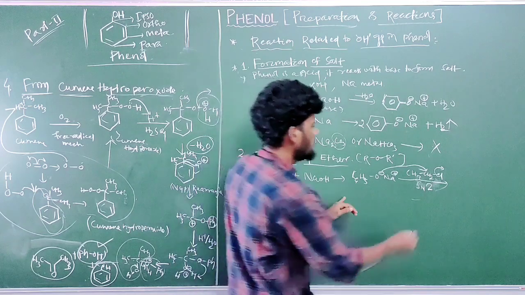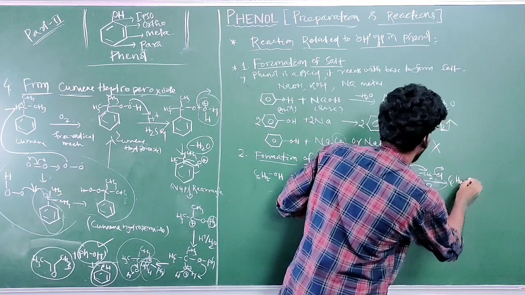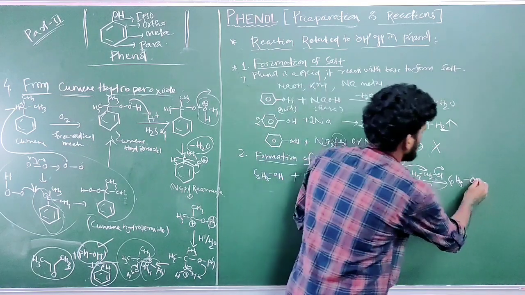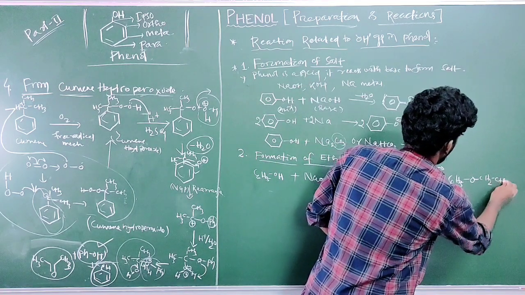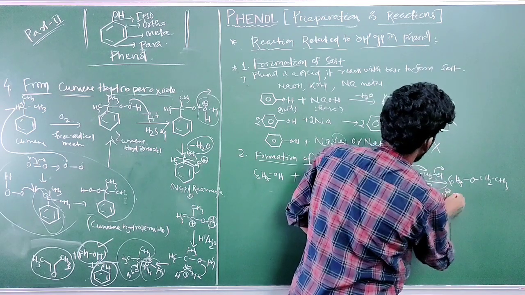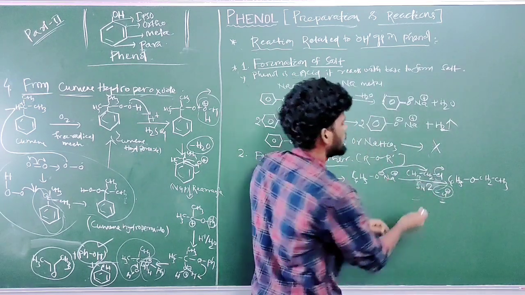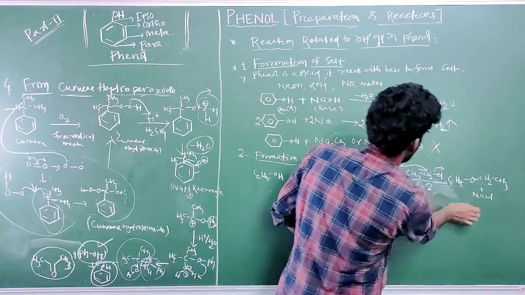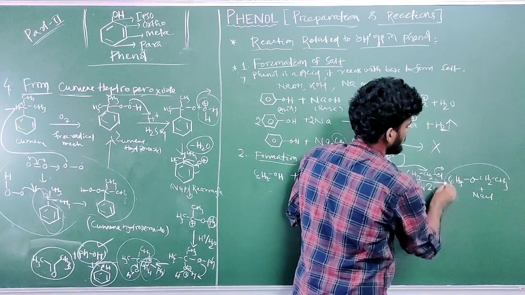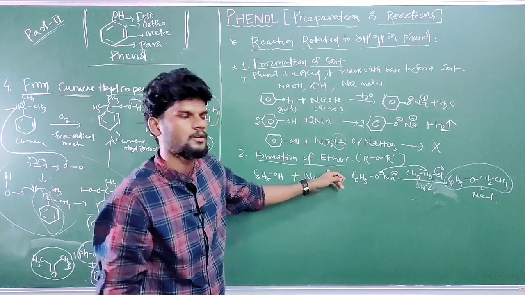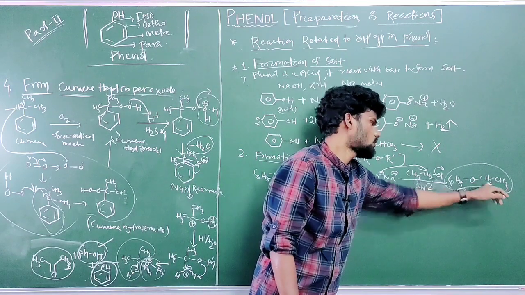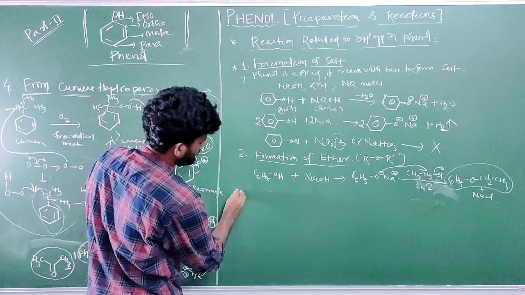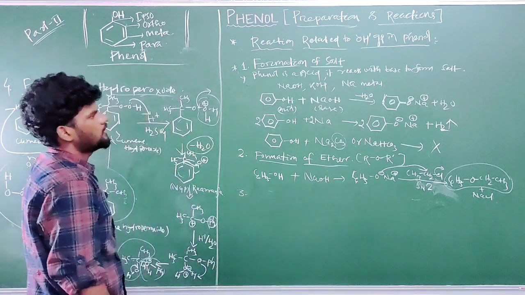So what will it form? It will form C6H5O with the oxygen now attached to CH2CH3, and the chlorine is released as Cl minus. Cl minus and Na plus combine to form NaCl. Easy. This is the structure of an ether. So, the formation of ether, all of you understand? This is the R group, any R' group, and in between there is oxygen. So this is ether. Now the third reaction that phenol undergoes.